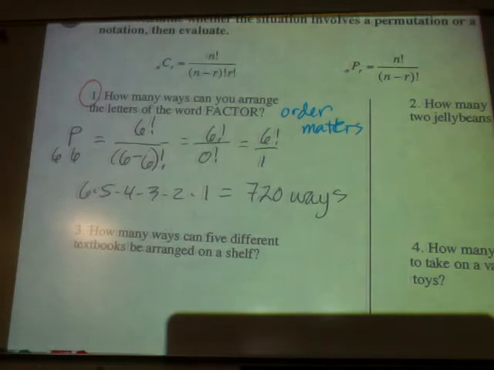Now, as we were discussing earlier, if we want the word factor, there's only one arrangement that's correct, right? Would we get other words maybe with those letters than factor? Yeah, you could. But if you want the word factor, out of 720 ways, there's only one correct arrangement. And I might ask you that question later on. So let's look at number two.